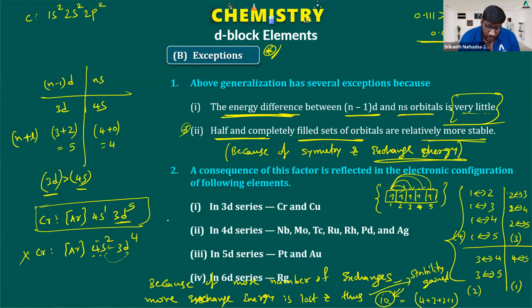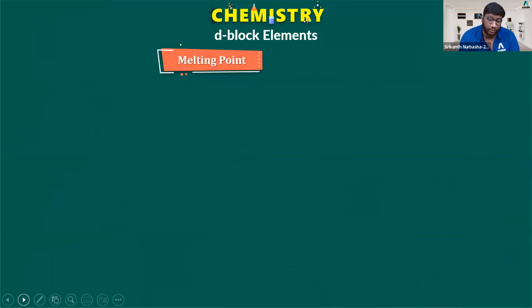These are the exceptions which you are going to see. In the 3D series, we have the exceptions of chromium and copper. In the 4D series, you have exceptions of these elements. In the 5D series, you have exceptions of platinum and aurum. In the 6D series also, you have exceptions. So before going into the exceptions of electronic configurations, let us look at the graphs of melting point and enthalpy of atomization, then come back to your exceptions.